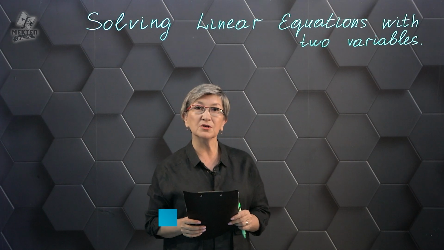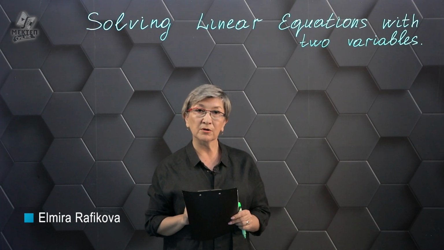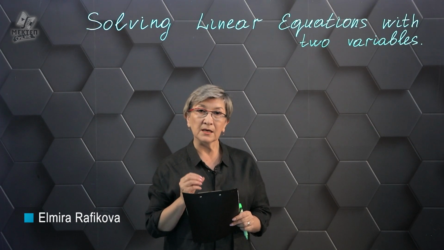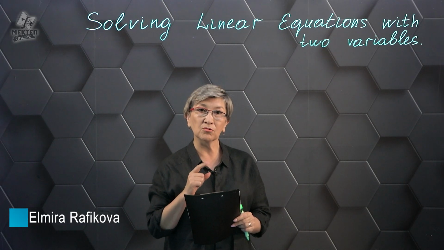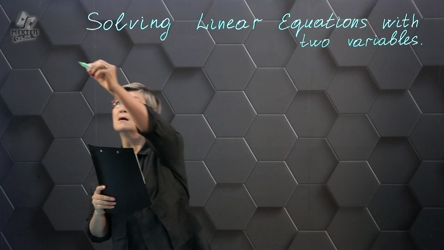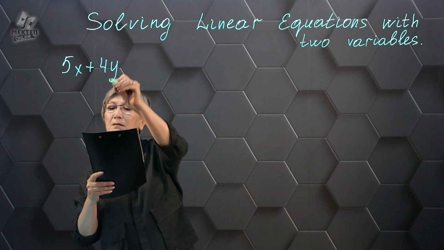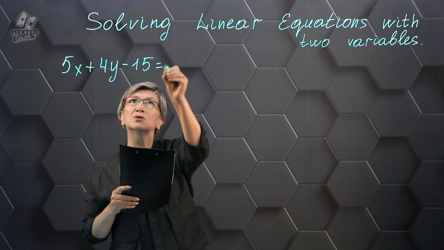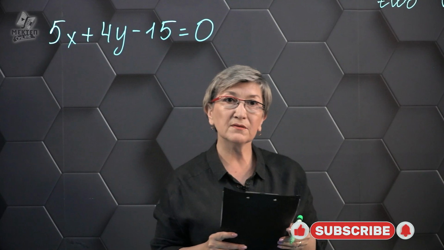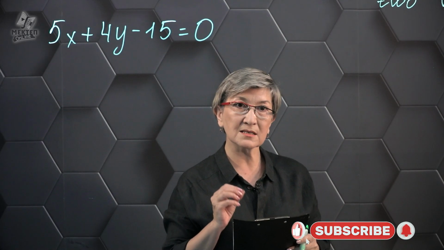Hello! Today in class we will solve another linear equation with two variables and find the value of one of the variables. The equation is 5x plus 4y minus 15 equals 0. And let's find the value of x.